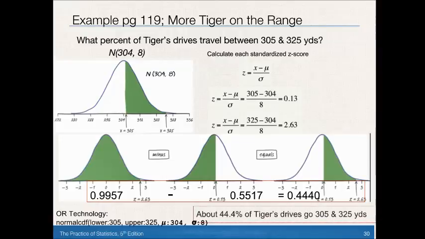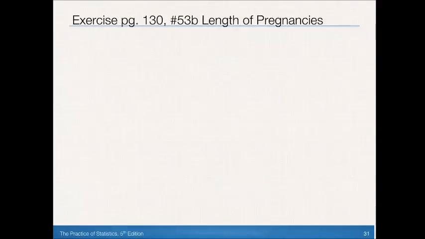And then we, of course, answer the question. About 44.4% of Tiger's drives go between 305 and 325. All right, so let's just jump back to page 130. Jump back to page 130 and look at the second question of the pregnancy problem.